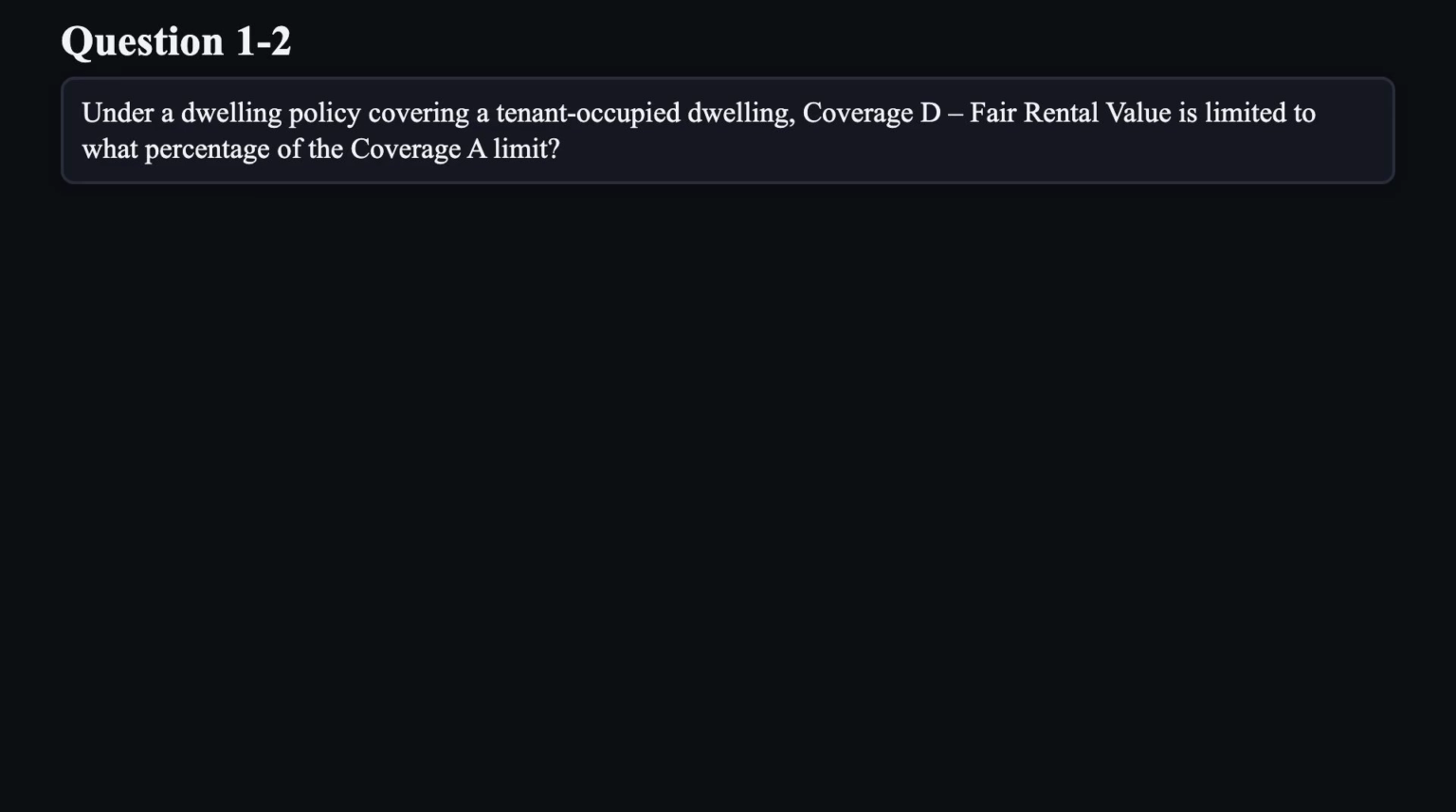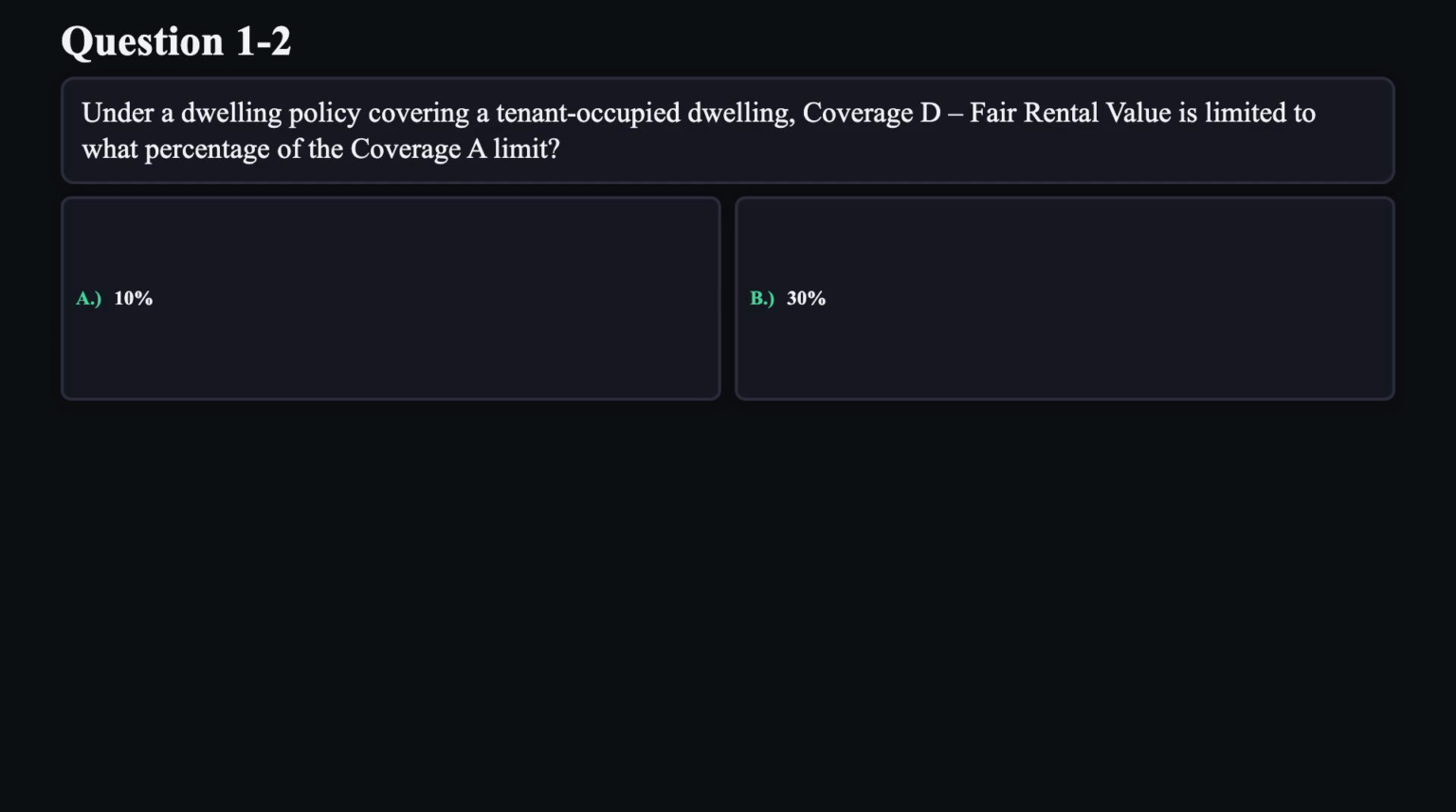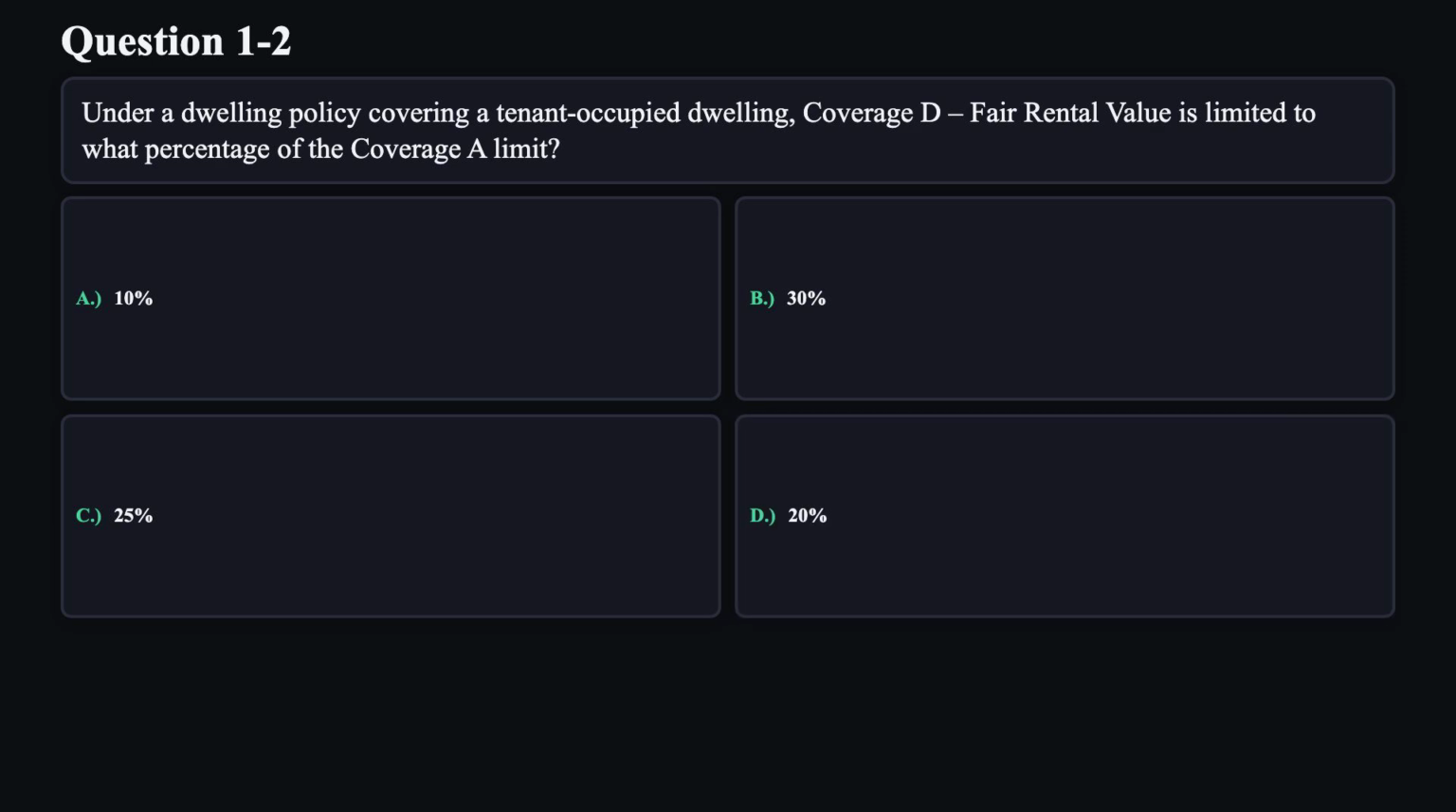Question 2. Under a dwelling policy covering a tenant-occupied dwelling, coverage D, fair rental value, is limited to what percentage of the coverage A limit? A. 10%, B. 30%, C. 25%, D. 20%.